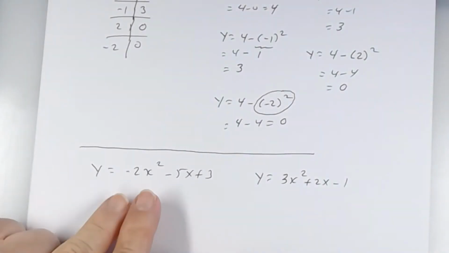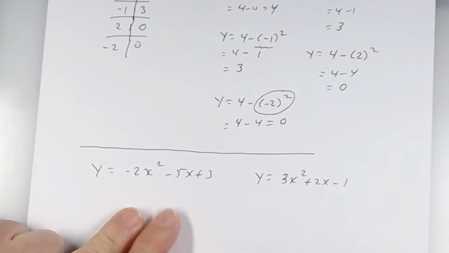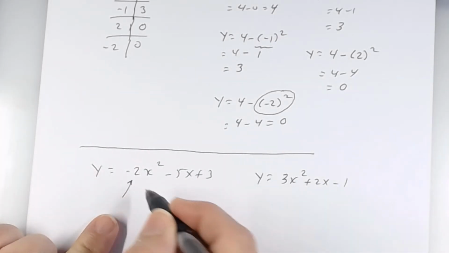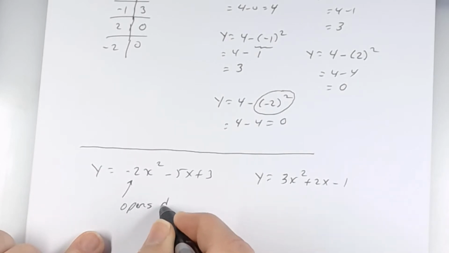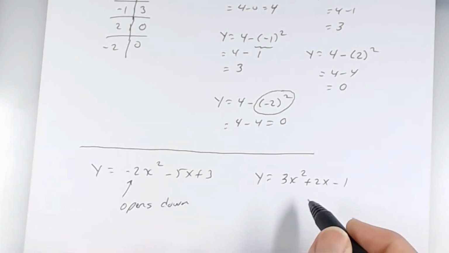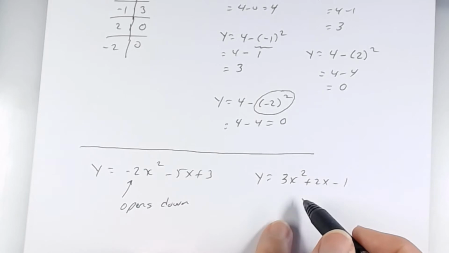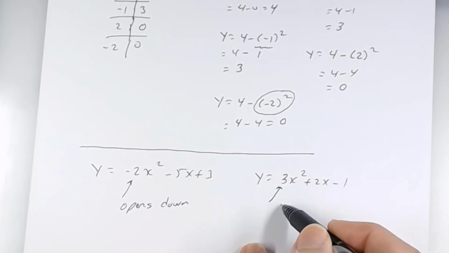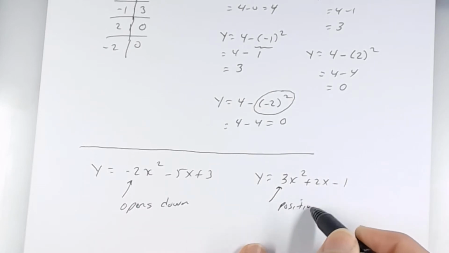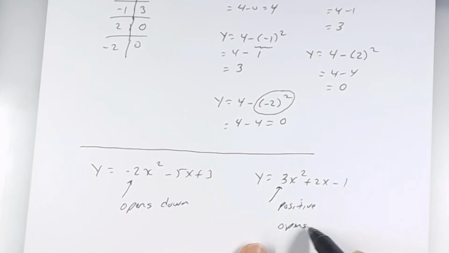I'm going to ask you this. Does this parabola open up or down that I'm pointing to? Opens down because the coefficient of x squared is negative. So it opens down. Here, will the parabola open up or down? Opens up because the coefficient of x squared is positive. So it opens up. All right, so you're going to see that when we get into that part later on.